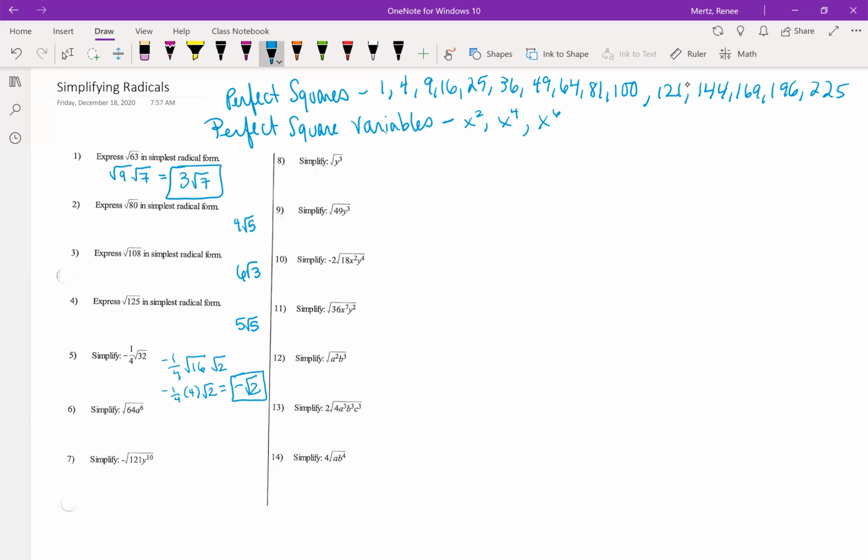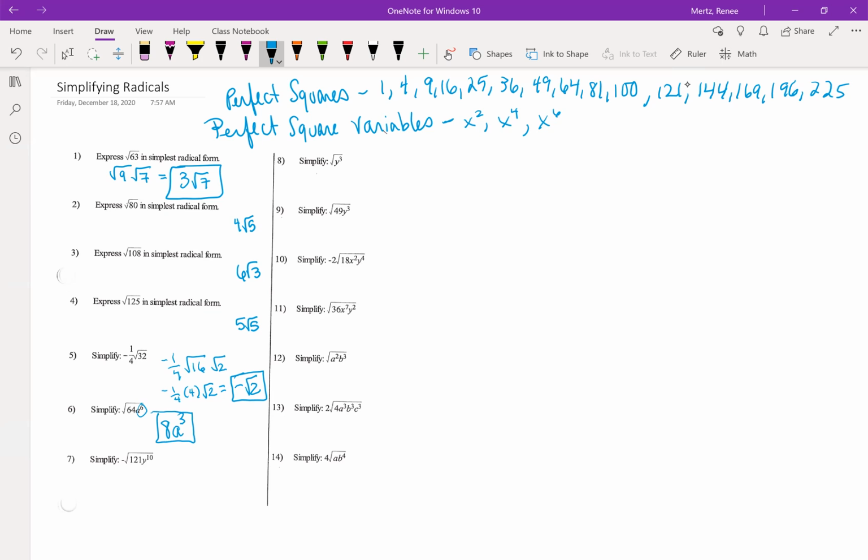64, x to the 6. Do you agree that 64 is a perfect square? It's on the list. Good. x to the 6 is an even exponent. So this is a perfect square already. All we do is take the square root. So it's 8. We take the exponent, we divide by 2. x cubed. So that starts the new stuff.